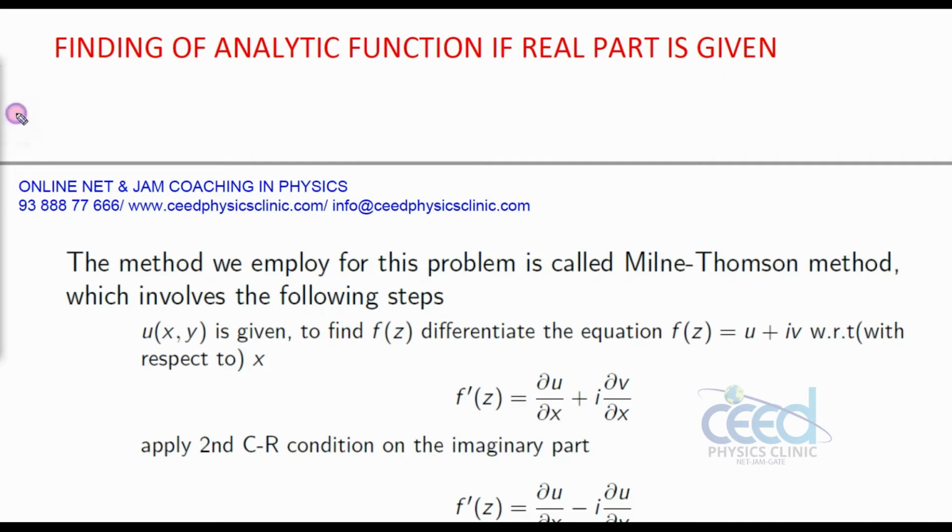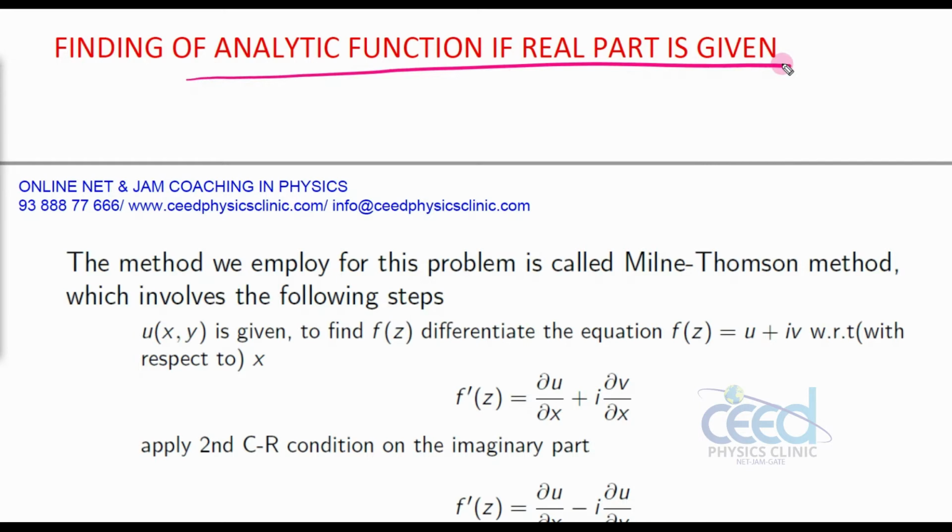In the last lecture we have seen that if you have a complex function f of z in the form u plus iv, and suppose you are given the real part or the imaginary part. If the real part is given, you can find the entire complex function, that is u plus iv. Later we will discuss that if the imaginary part v is given, then also we can find f of z. So first of all, we start with how to find the analytic function if the real part is given.